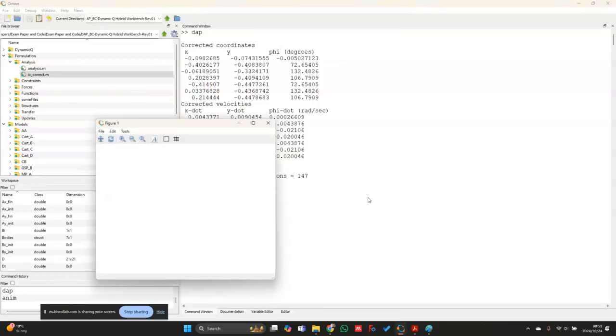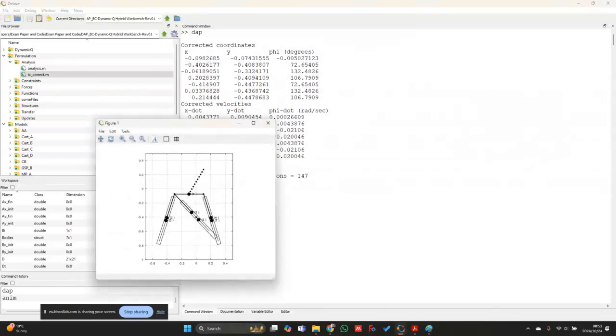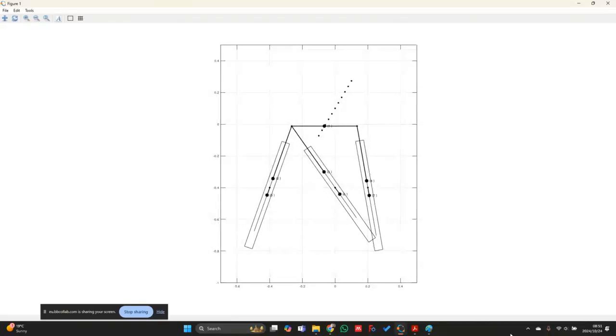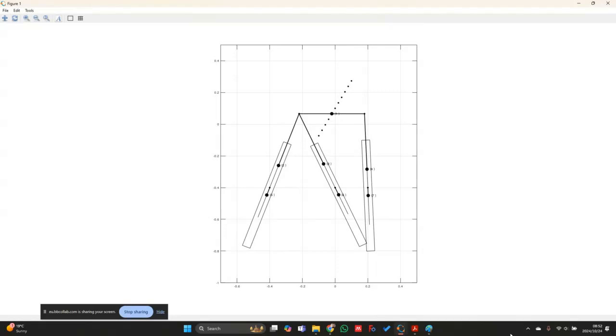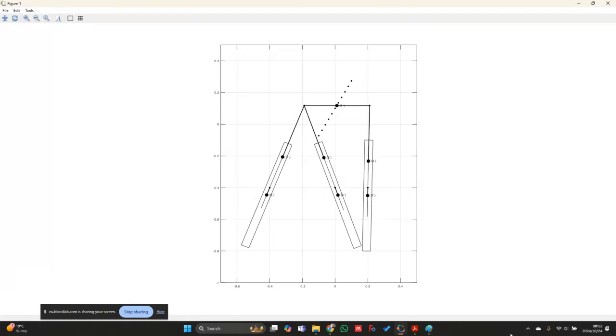Now if I run anim, I can just press a key over here. And what you'll notice is that it's now essentially following this path that I have. So these dotted lines. In the exam, the animation will most likely run a bit faster.